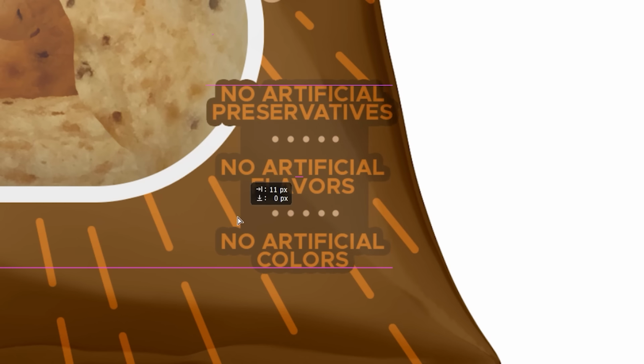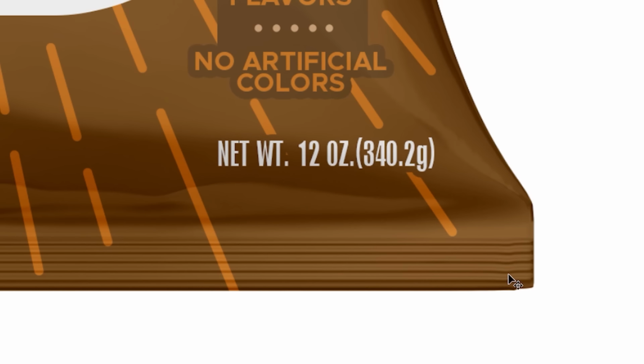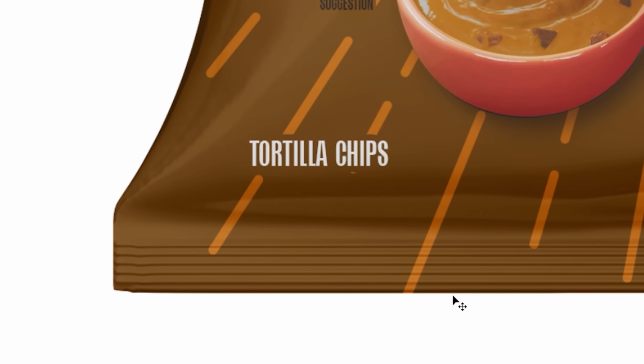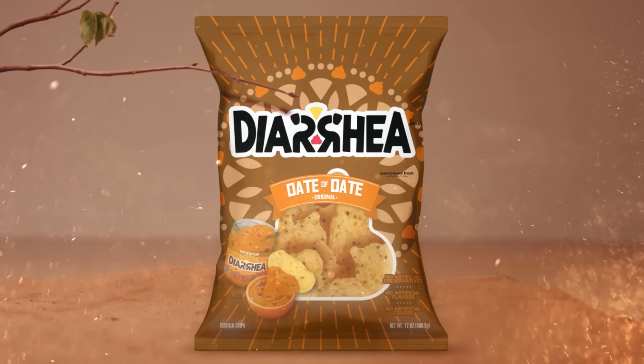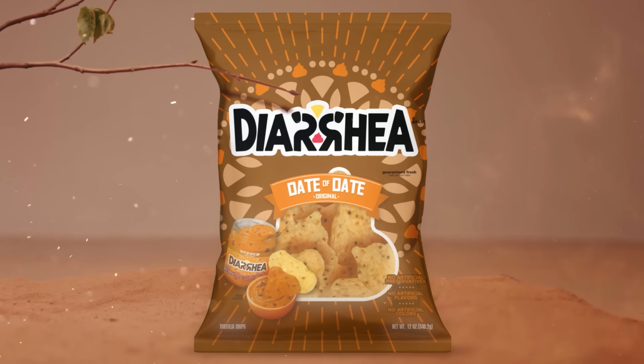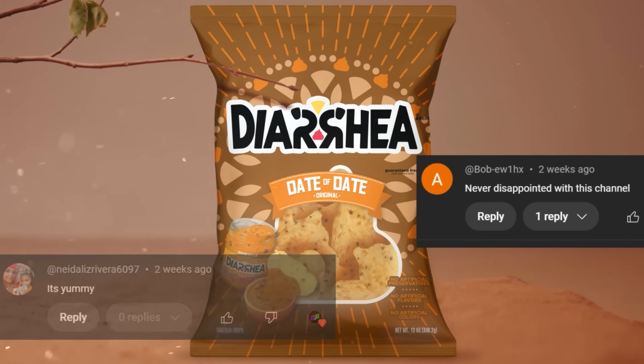Finally, I'll paste this disclaimer text at the bottom, follow that with the legal information, and then the product type text on this side. And we are done. Honestly, this diarrhea date dip flavored chip is the most disgusting thing I ever created so far. Any thoughts on this one? I would love to read your comments.